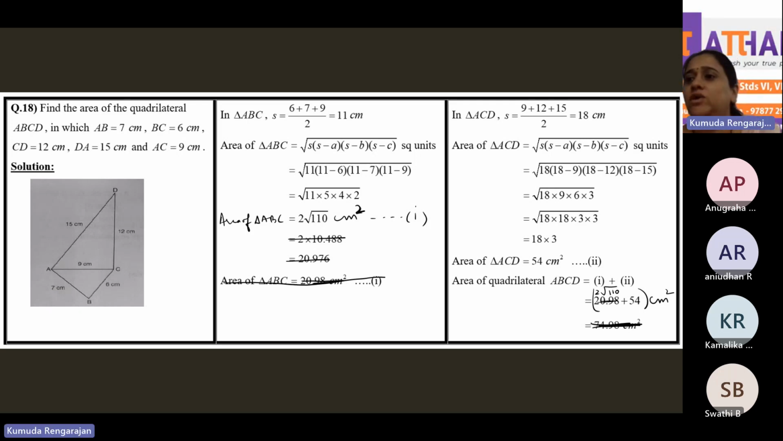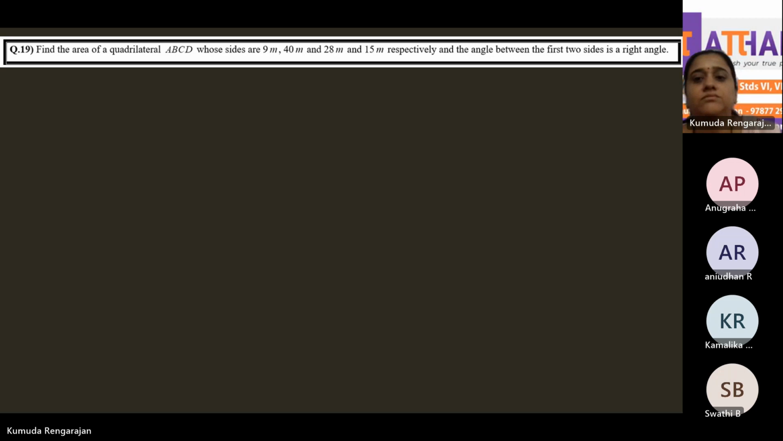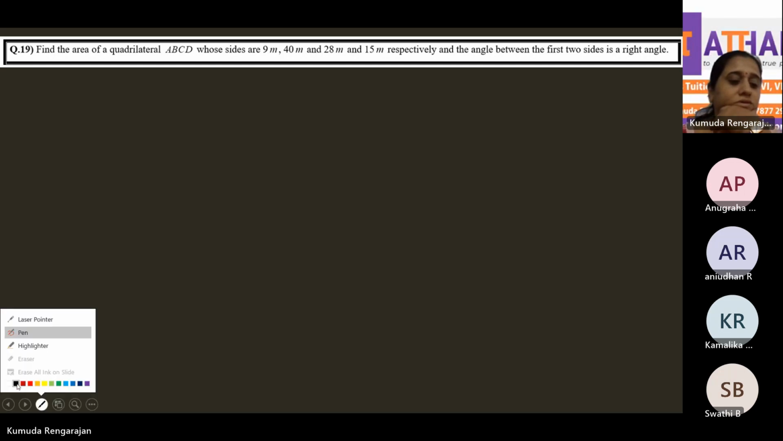I can wait if you have not finished, children. Done? Yeah. So see what's given here. Find the area of the quadrilateral ABCD. No, look at the board. ABCD. So I'm just going to take a rectangle like this, ABCD. A, B, C, D. Okay.